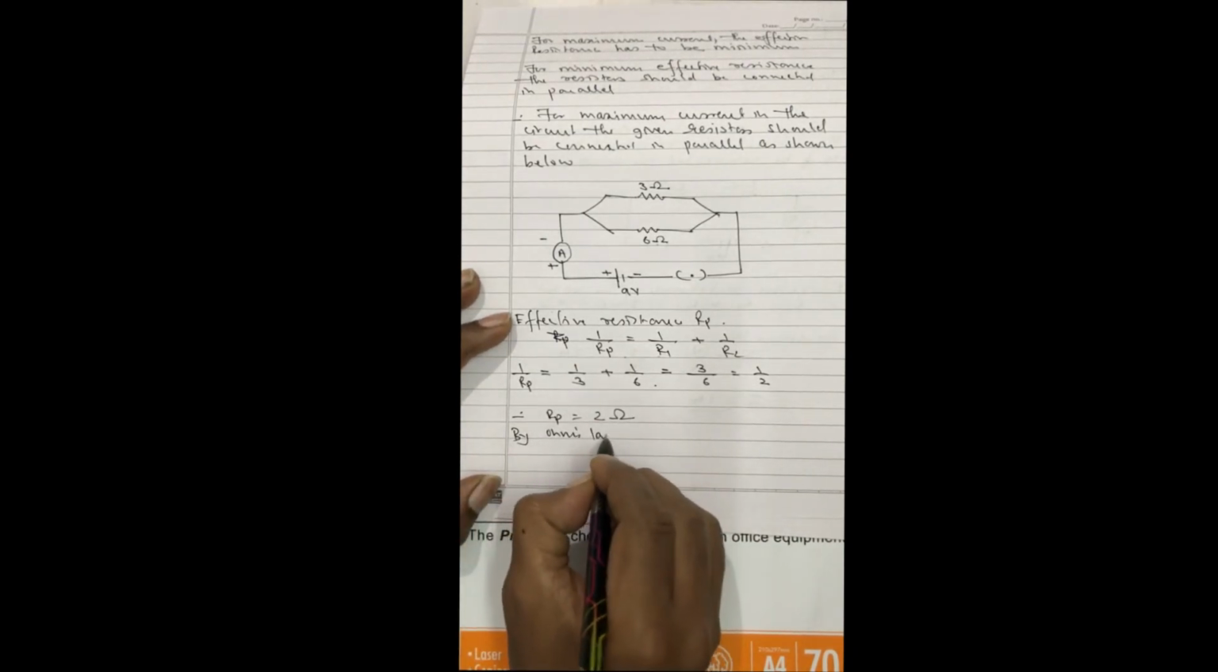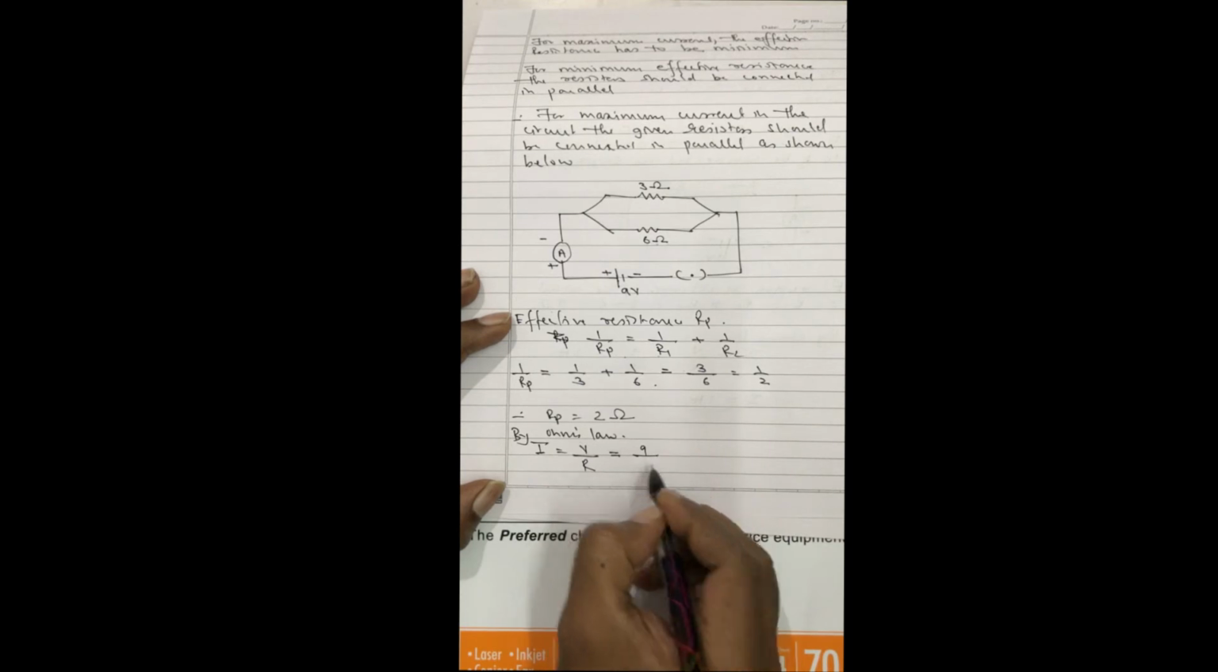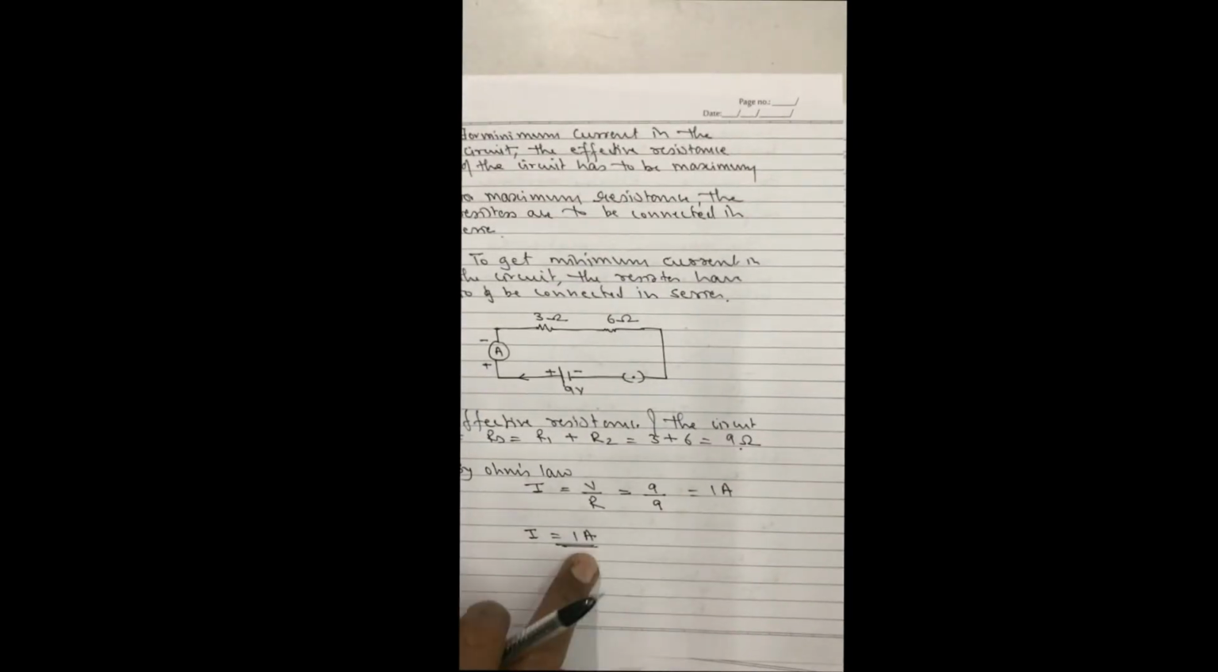Now, by Ohm's law, current is equal to V upon R. So V is equal to 9, R is equal to 2, so the current is 4.5 amperes. Here the current is 4.5 amperes, and there the current is 1 ampere. So in this way we have completed the 9th question also, my dear students.